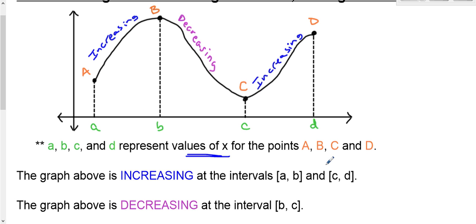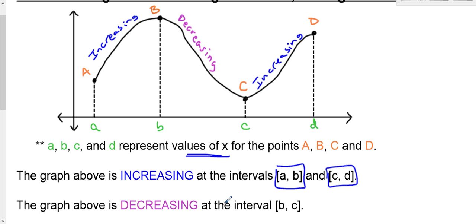And we would say that the graph above is increasing from the interval A to B, in brackets, and then also from C to D, also brackets. So we are increasing in those intervals: going from lowercase a to b, and then lowercase c to d. Visually, you can obviously see going from left to right, you're going uphill.